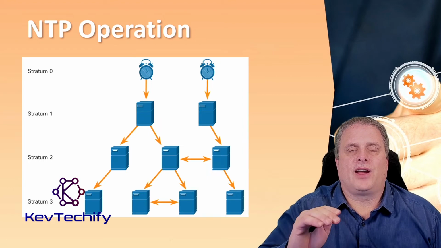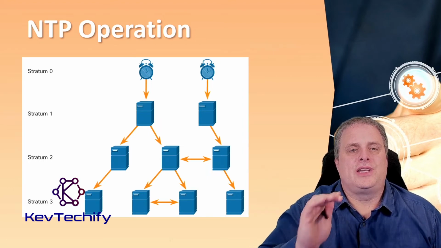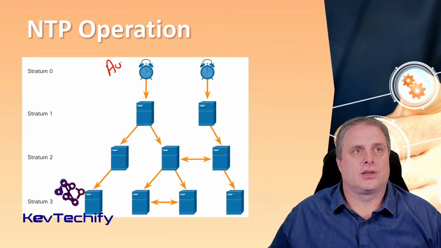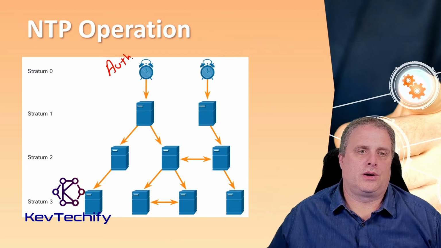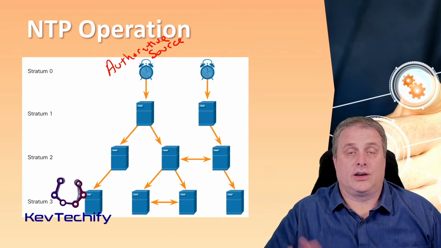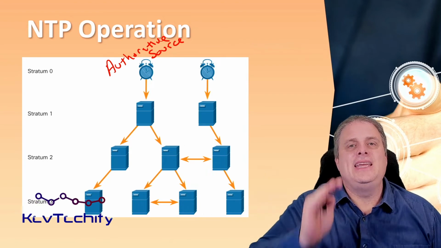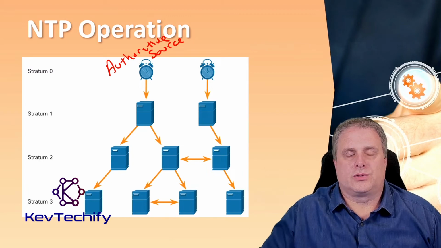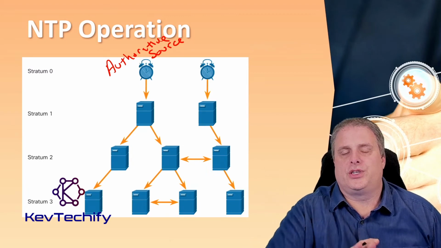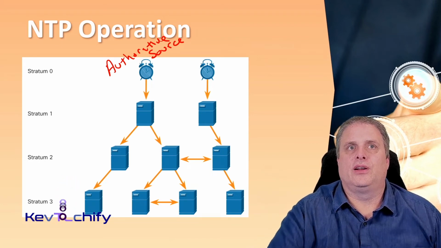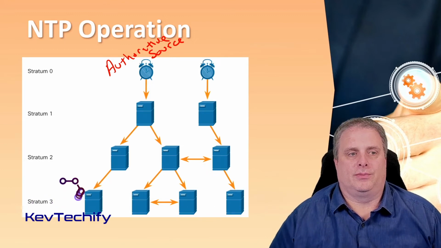The stratum level is defined as the number of hops from the authoritative source. Stratum 0 here is the authoritative source. This is something like the atomic clocks that are in the world. There's a handful of them. This is the time source in the world. The Stratum 0 servers are high precision timekeeping devices. They are assumed to be accurate and with very little or no delay associated with them.